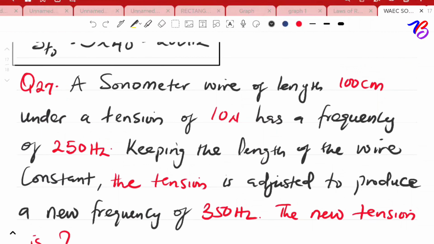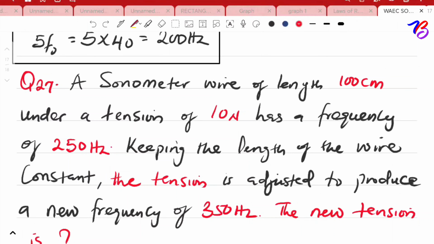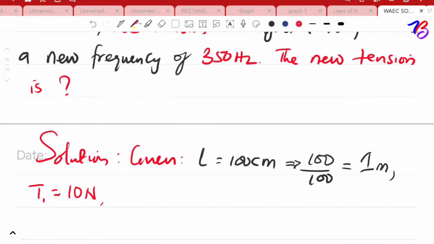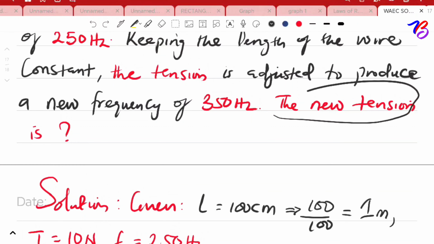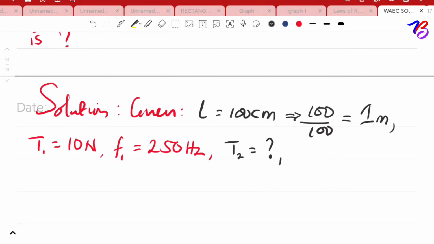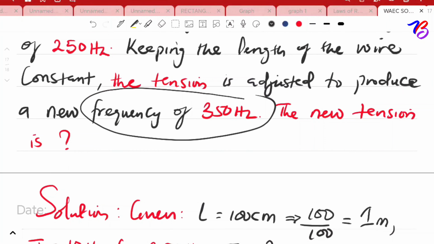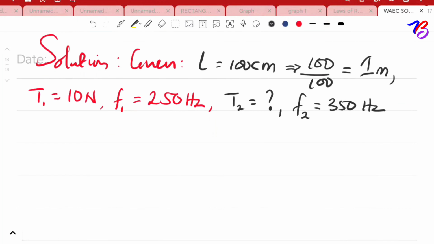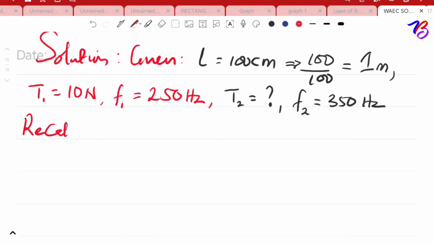So let's proceed further. The third of the triune component given to us is the frequency of 250 Hz, and a new frequency of 350 Hz is given. Hence, the 250 becomes F1. Okay? So F1 is equal to 250 Hz. And then our F2 will be 350 Hz. So the new tension is T2, which is unknown. Then F2 is equal to 350 Hz. I'm taking them this way so that you understand vividly what we are doing here. When you are solving these problems, you should be able to extract the given data for you to be able to solve perfectly.